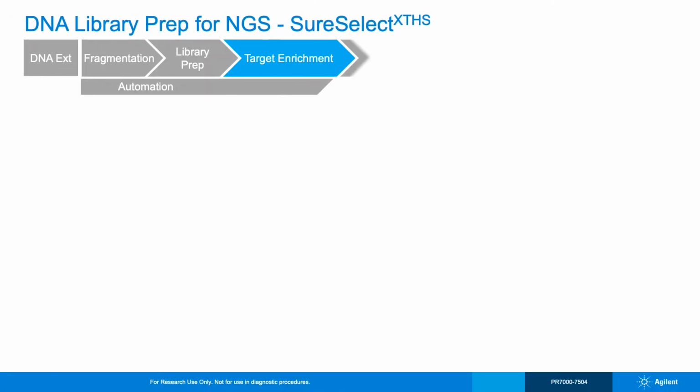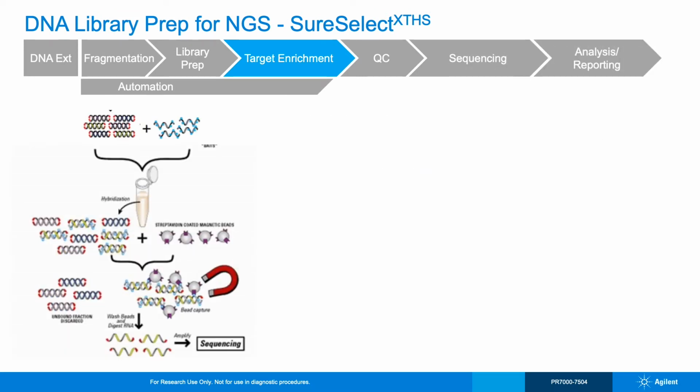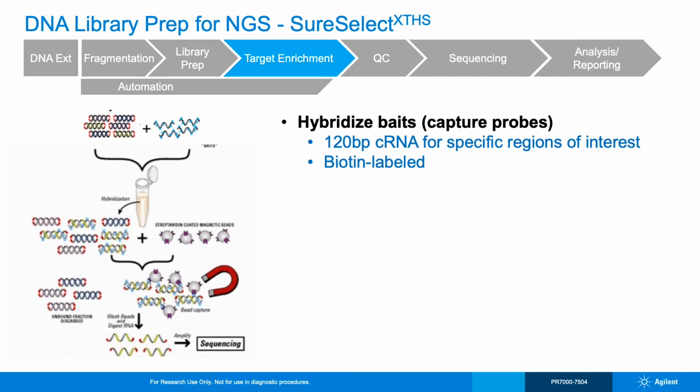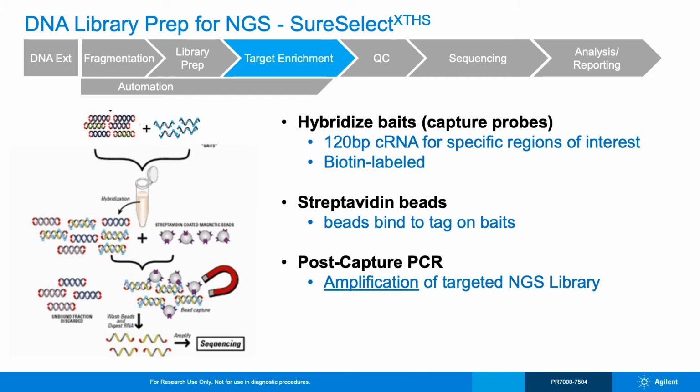For target enrichment and capture, the pre-capture library is incubated with capture probes, also known as baits, for those regions of interest. Each of these baits contains a streptavidin tag, which is used to bind the fragment of interest to streptavidin beads for separation. Once the regions of interest have been pulled out, they are amplified in a post-capture PCR, resulting in a targeted NGS library ready for sequencing.